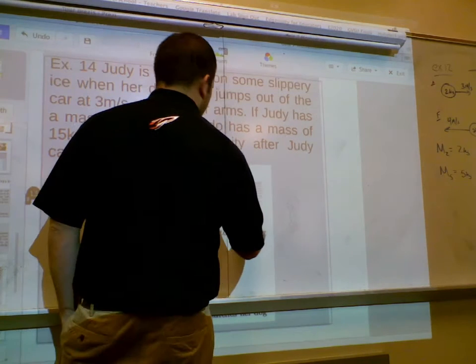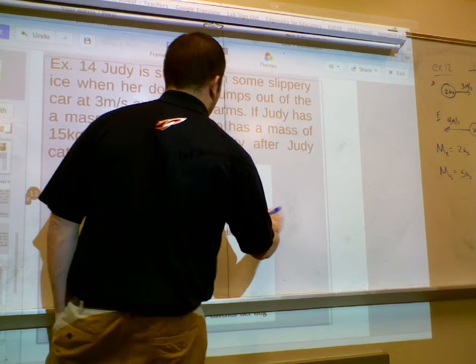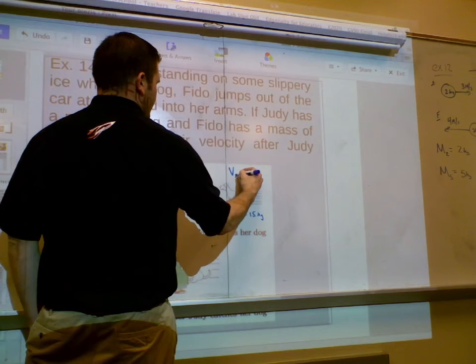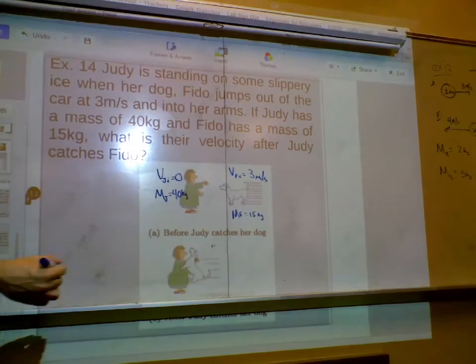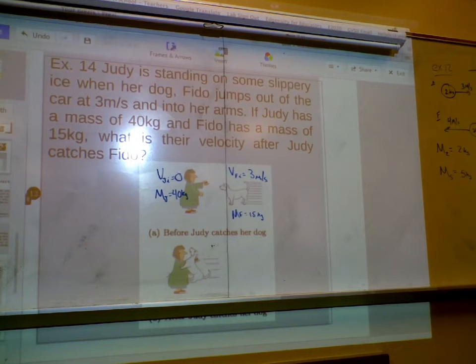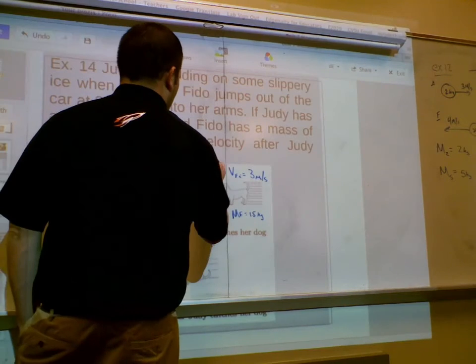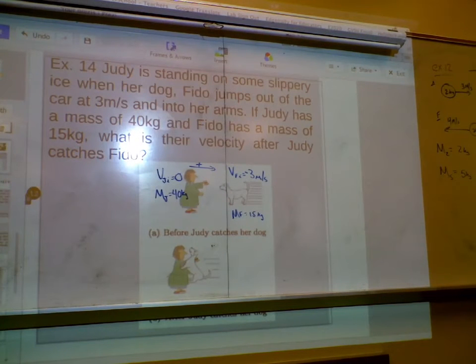15. Right? What's the velocity of Fido? 3 meters per second. Now, are we calling that 3 meters per second positive or negative? Negative. You want to call it negative? Okay, that's fine. So that means that way is positive, right? So it's a negative 3. Does that make sense?